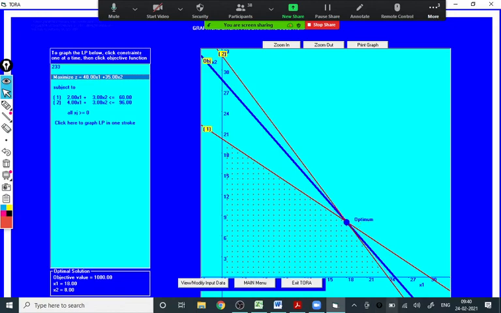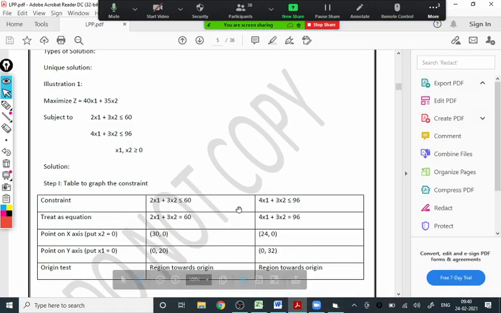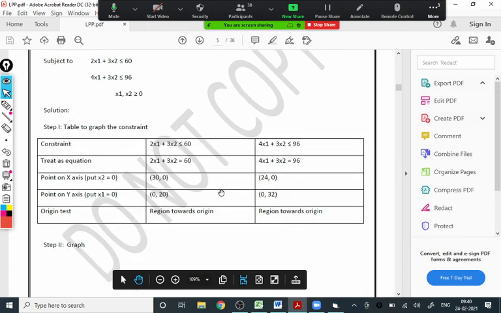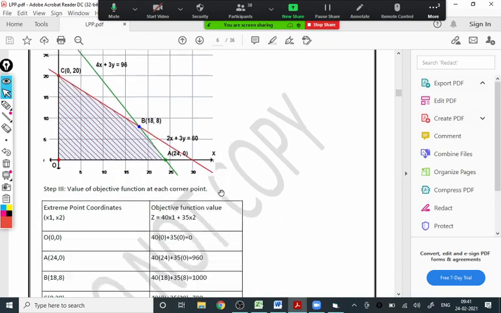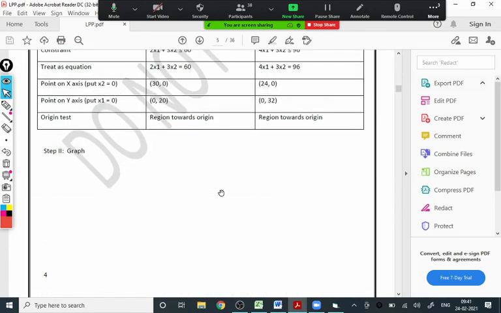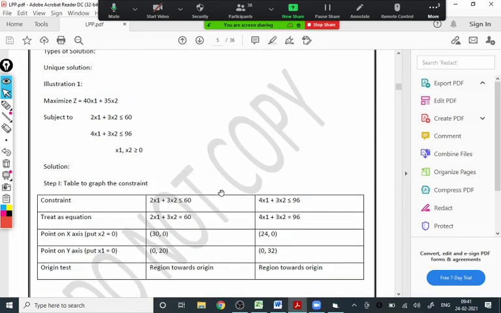No, sir. No doubt. Okay, good. So let me modify this data a little bit, and you will observe how the unique solution is converted to the infinite solution. So this is the illustration.